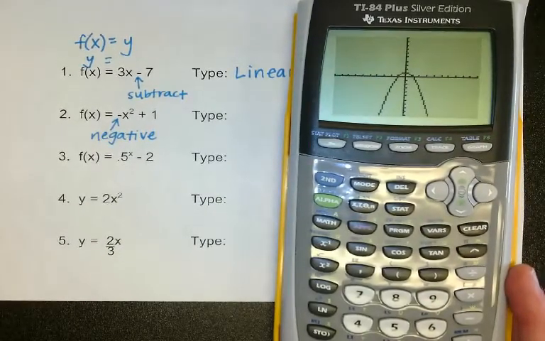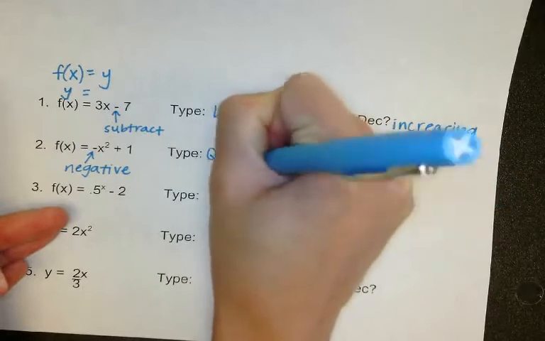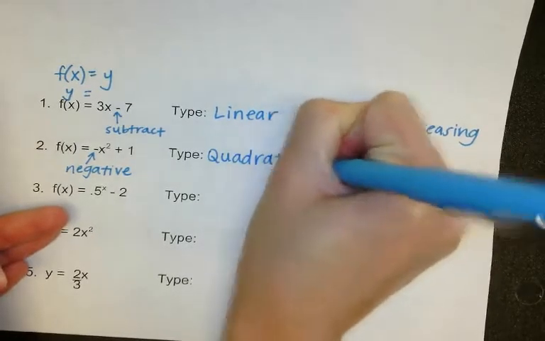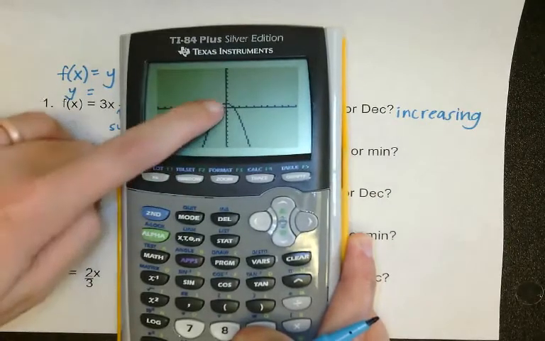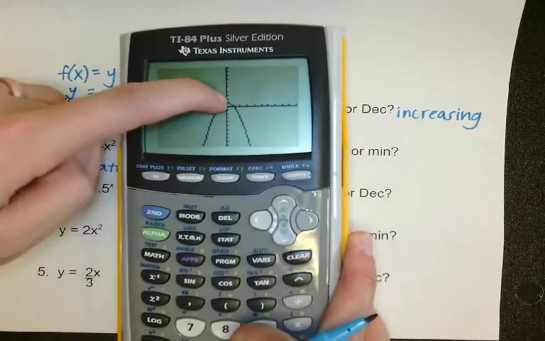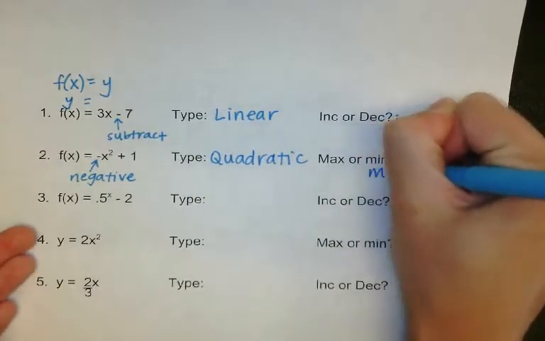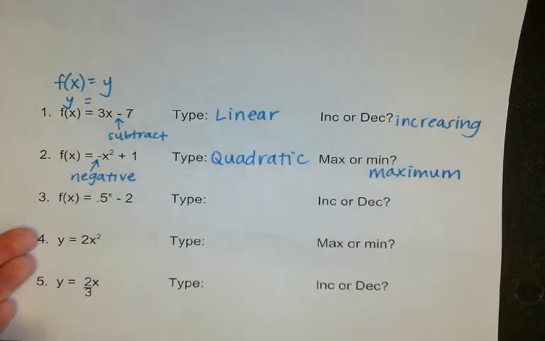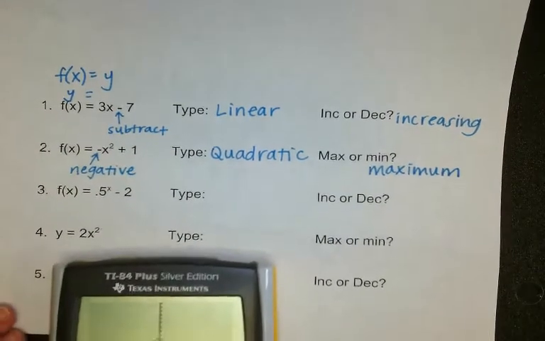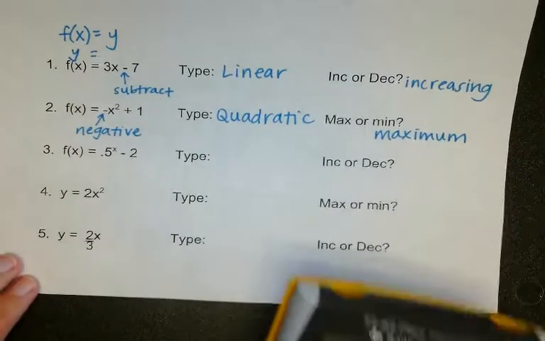Well, I see a U-shaped graph. So that means we have a quadratic function. And then if I go look at it, I can see it has a highest point here at the top. So it has a maximum and not a minimum. Okay, awesome. Let's try the next type.